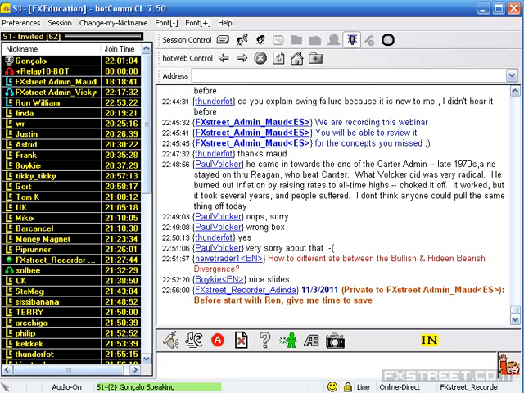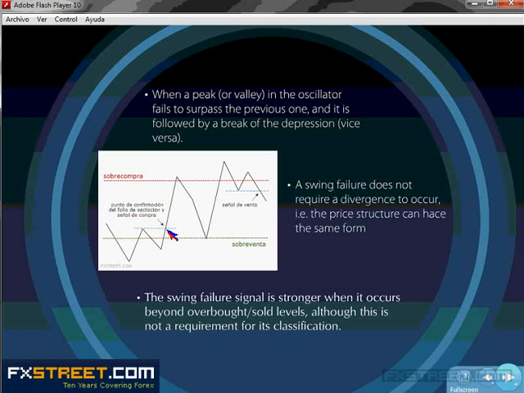And different to the divergence, the swing failure is a signal in itself. By the way it is structured, it has a signal built in. So a swing failure does not require a divergence to occur. It may occur, but it does not require it. That means the price structure can have the same form as the swing failure. The same M or W form can be seen in the price, and not necessarily do you need a divergence.